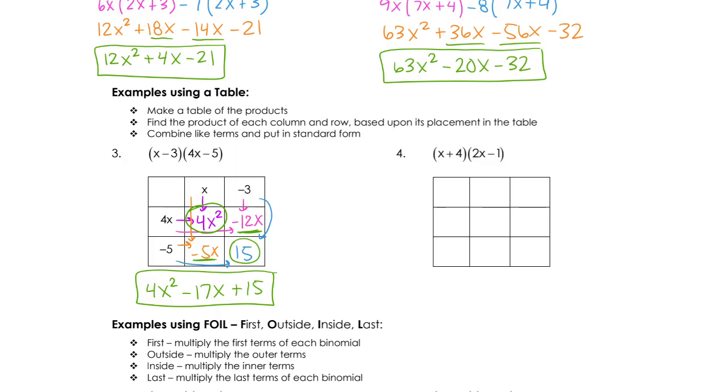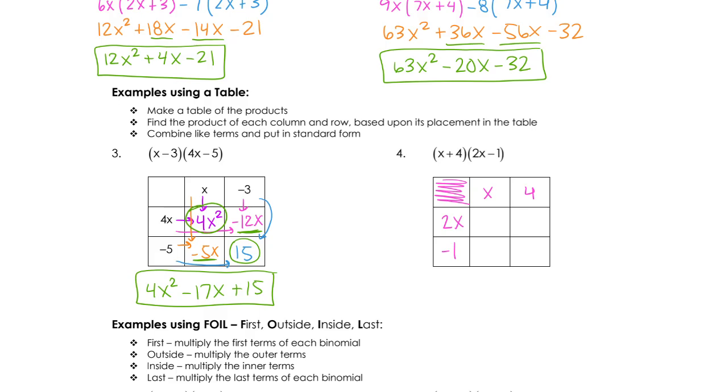Now, with that being said, let's look at number 4. We're going to go ahead and set this up first. So you'll notice nothing ever goes in this box right here. Ever, ever, ever. So then I'm going to take x and then plus 4, or just 4. If it's positive, I'm not going to put the plus sign. If it's negative, though, we do definitely have to put that sign there. So then my second binomial says 2x minus 1. Again, like I was saying, that negative definitely has to get written there.